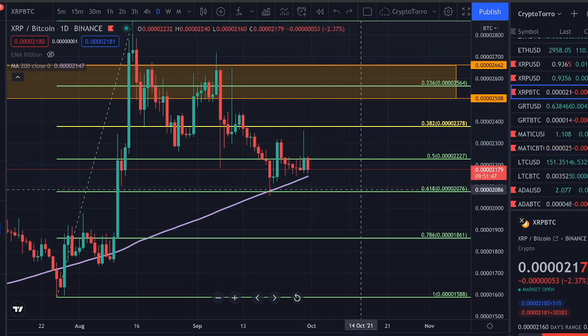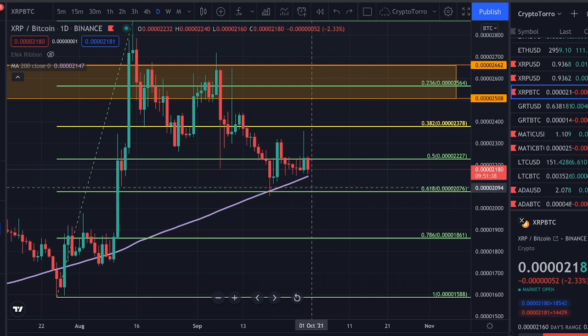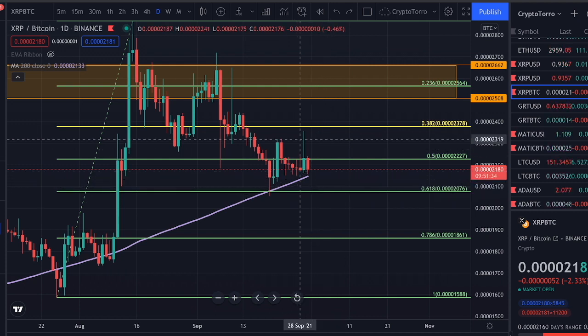So right now it's a crucial point for XRP due to the fact that if we break below the 200-day moving average, I must admit that I'm not that bullish anymore on XRP, but right now I think it is very likely that we are going to expect a major move towards the upside.